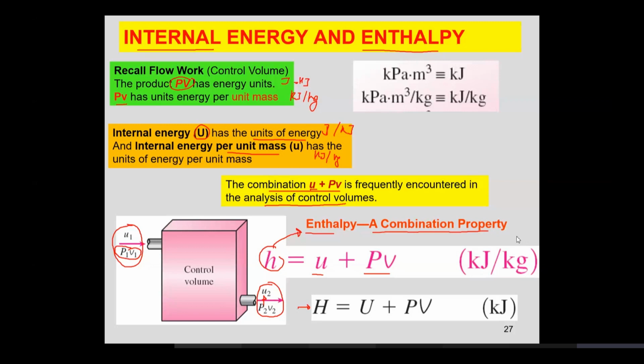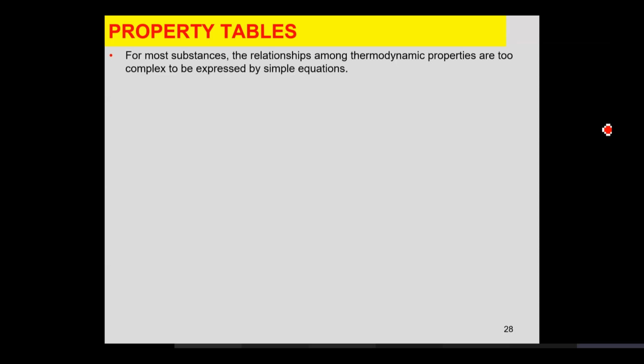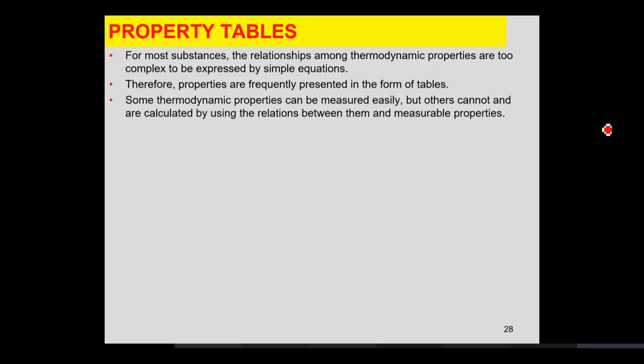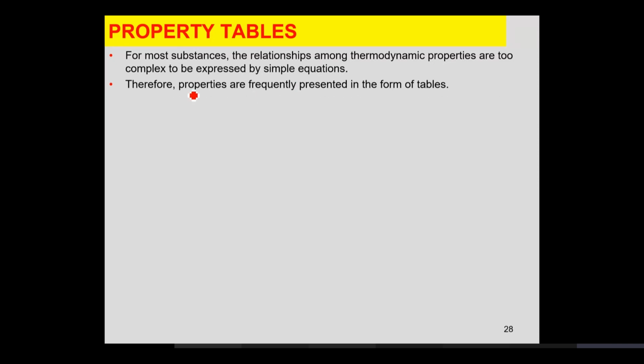Moving on, now we need to understand what is the need of property tables? Why do we need to have these tables? For most substances, the relationships among thermodynamic properties are too complex to be expressed by simple equations. The relationships between thermodynamic properties are not easy to be expressed in simple equations. Rather, these properties are frequently represented in the form of tables so that you don't have to plug in the values and calculate yourself. This is one reason why you need tables.